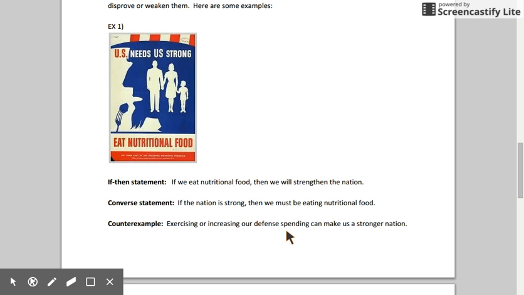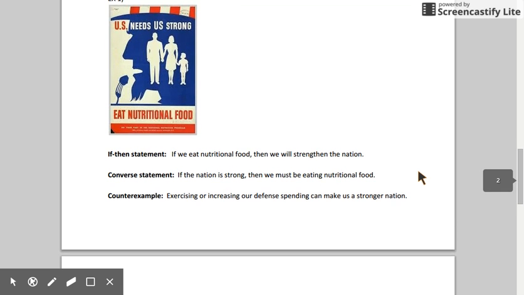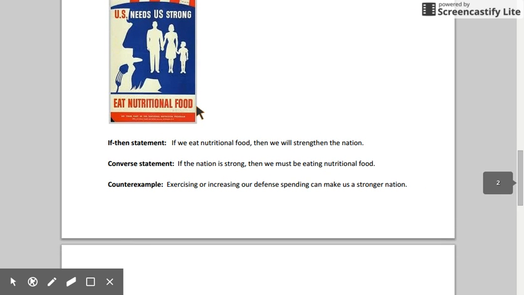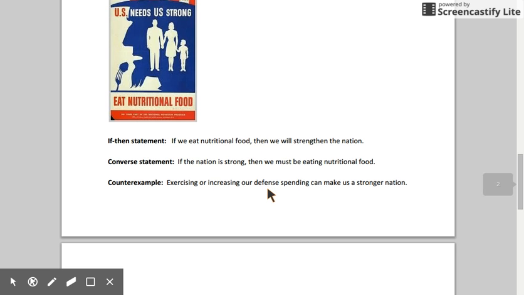We could increase our defense spending. That's another way to make us feel safer or be stronger. So even though eating nutritional food is a nice thing to do and it makes us healthy, it's not necessarily the only way that we can be strong, and not necessarily a way that is going to strengthen our nation.